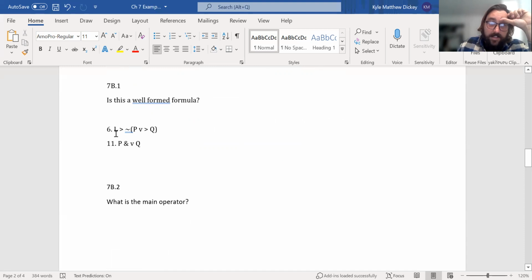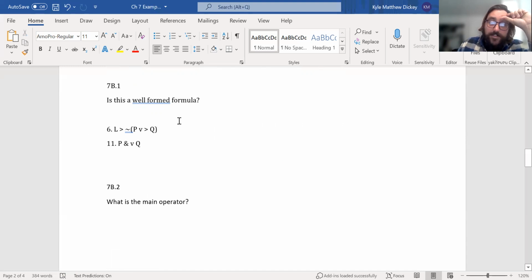It says L, and then we've got the arrow, which says only if, and then we've got the negation, and then we've got parentheses, and then we've got P, and then we've got wedge for or, and then we've got arrow, and then Q, and then parentheses. All right, so is this a well-formed formula? Are all of the symbols in the right order, or is there a symbol that is mistaken?